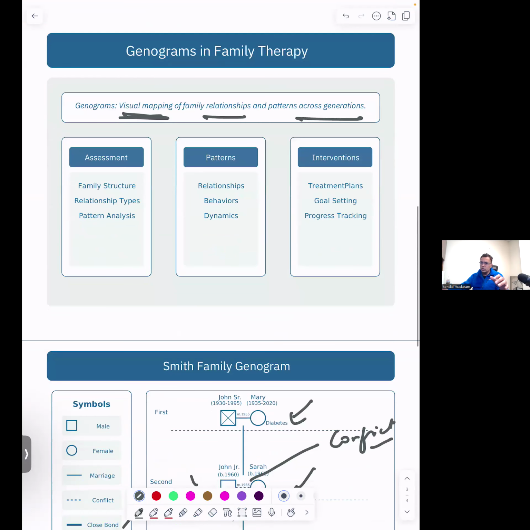These can be used in structural family therapy or strategic family therapy. Genograms are used. This can be an exam question, so look into that.